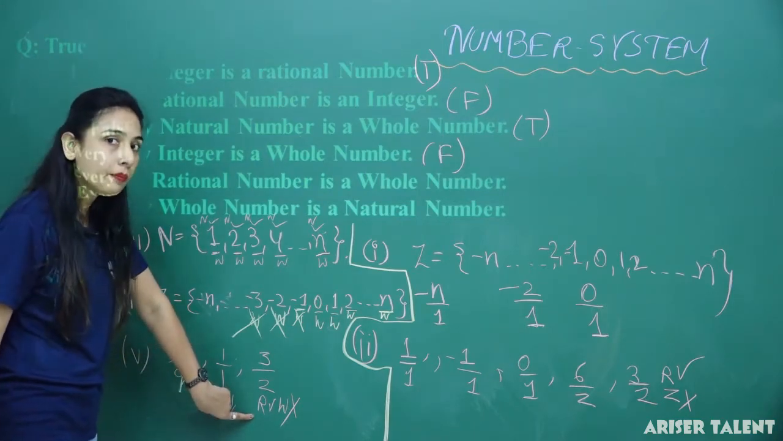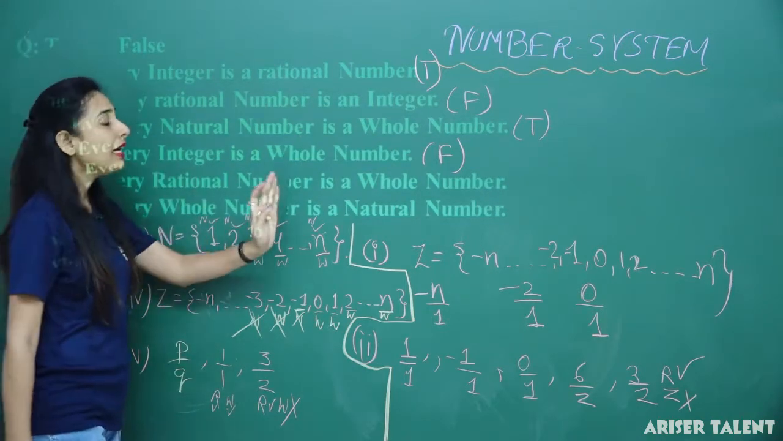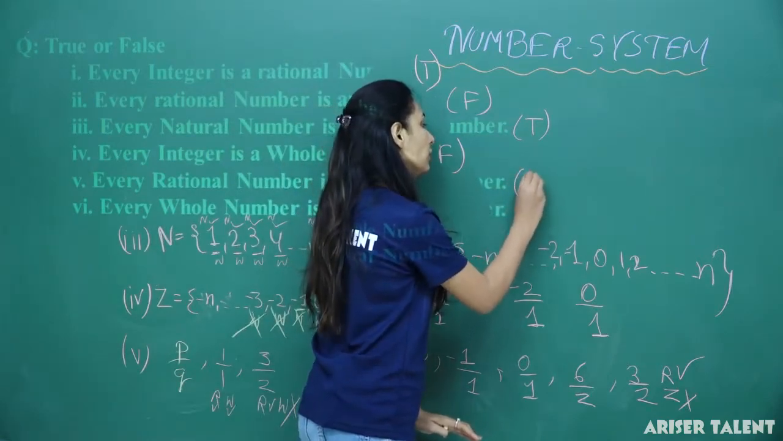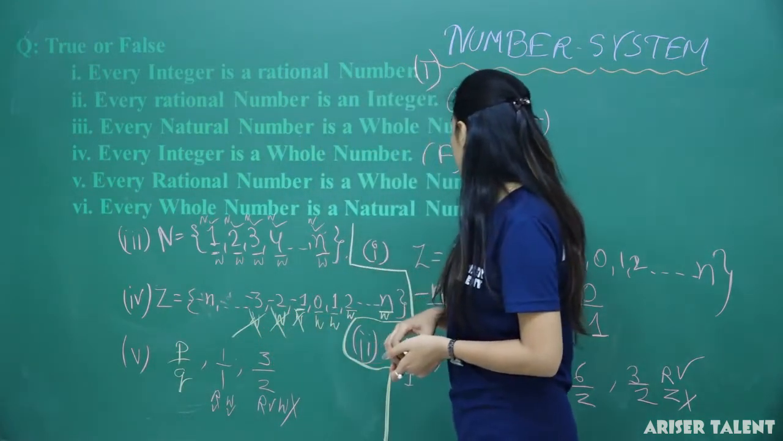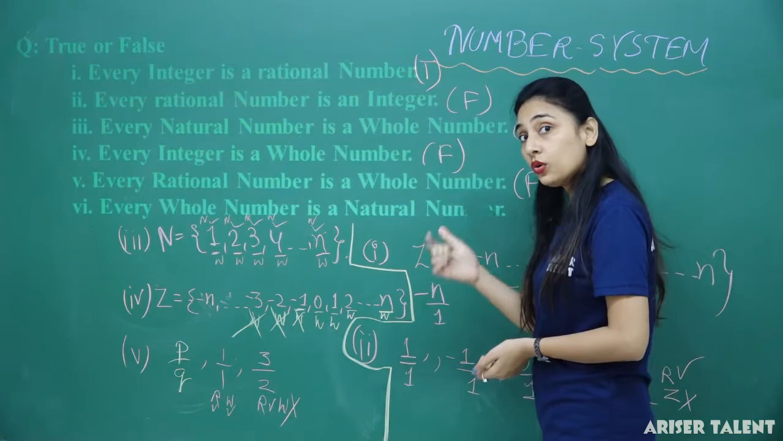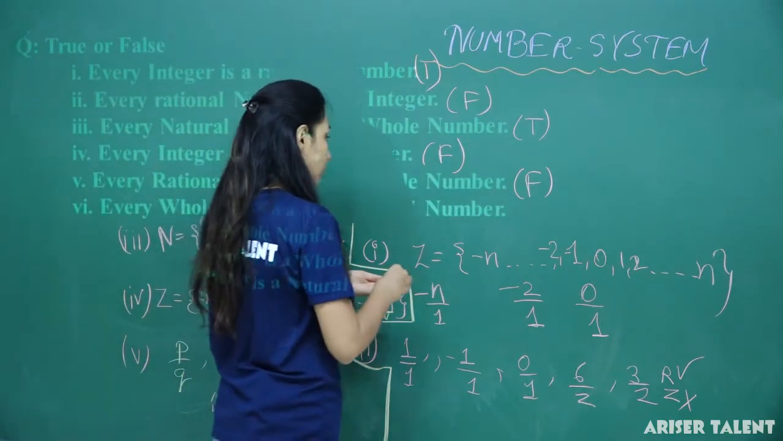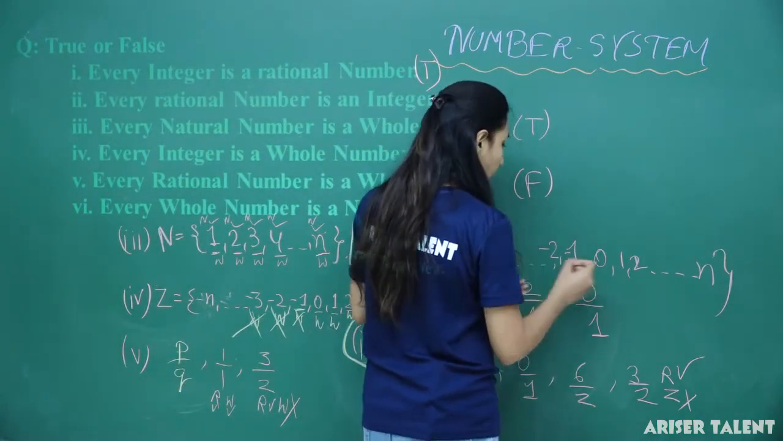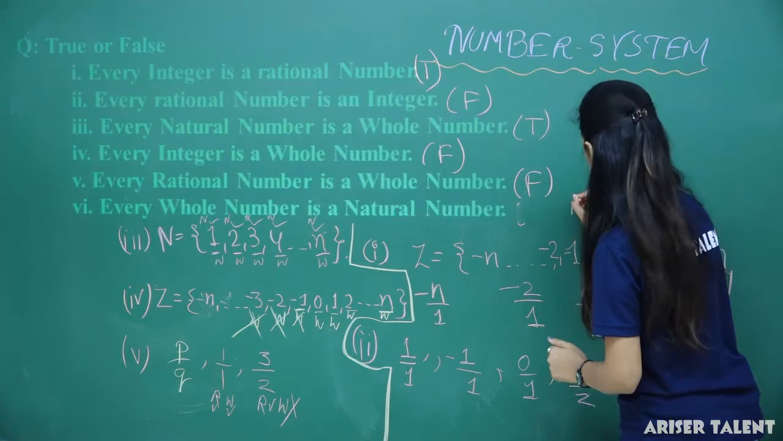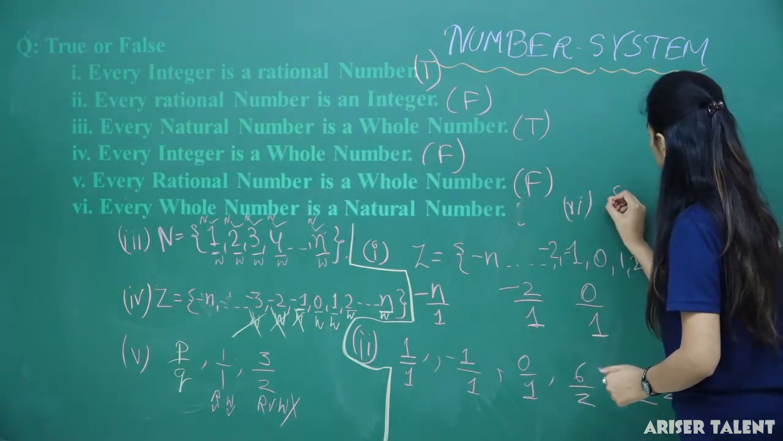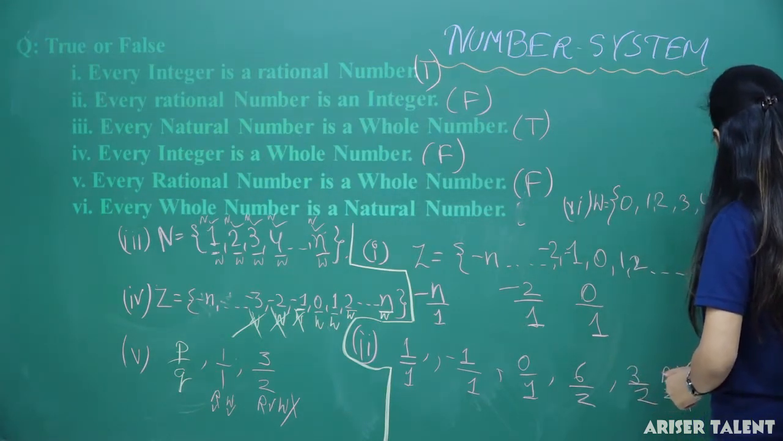So every rational number cannot be a whole number. So the statement that every rational number is a whole number is false. Now the next one is every whole number is a natural number. For that we will go here. So what is a whole number? The whole number set is W equals 0, 1, 2, 3, 4, and so on till n.